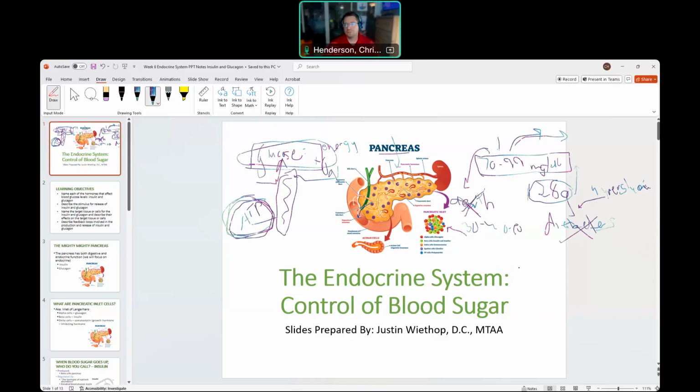Okay, so we know blood sugar needs to stay where it is. Too high, diabetes, hyperglycemia, not great. Too low, diabetic, hangry at best, coma at worst.